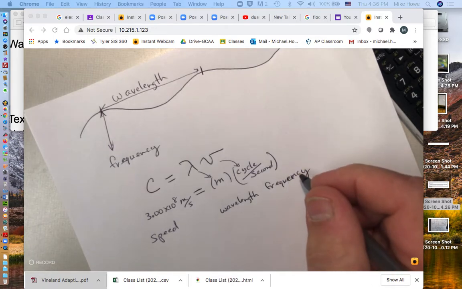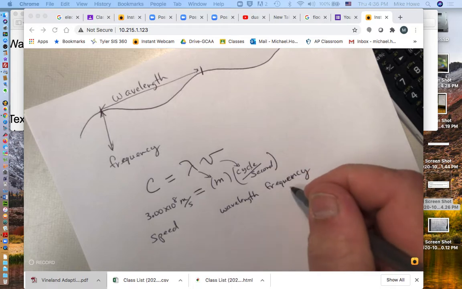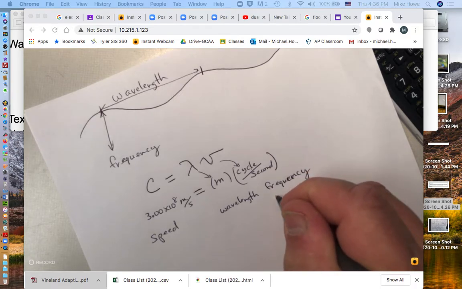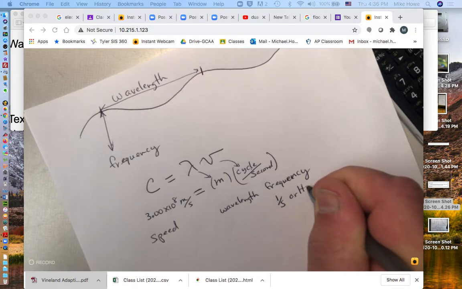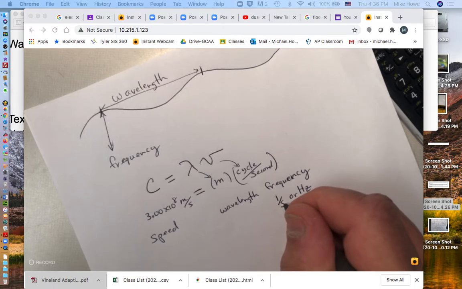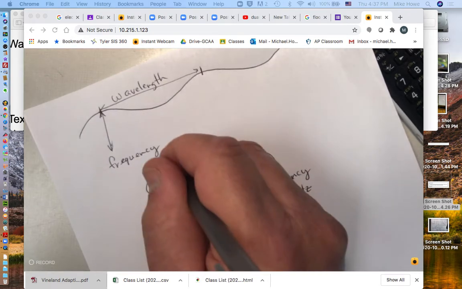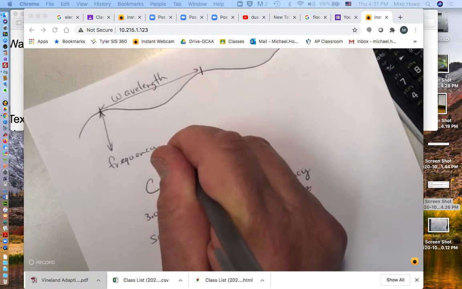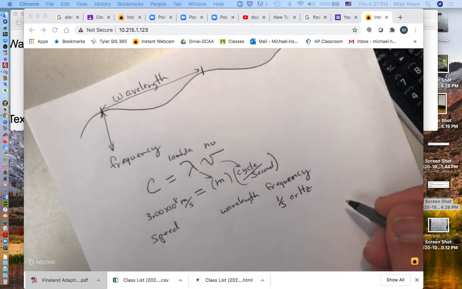We usually don't use the word cycle when we talk about frequency. We usually say that we can measure the frequency either in reciprocal seconds or in hertz. So 1 hertz is the same as a cycle per second, or a reciprocal second, 1 over s. Again, wavelength is meters and speed is in meters per second. These are Greek letters. That one's lambda. That one's nu.